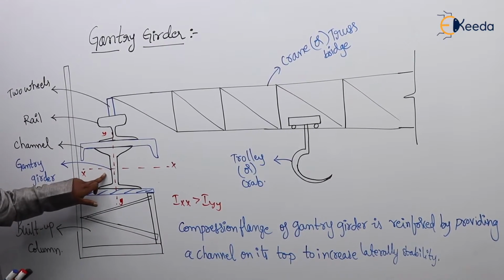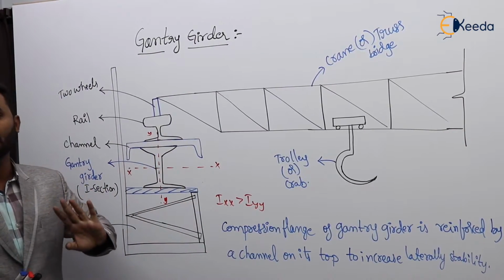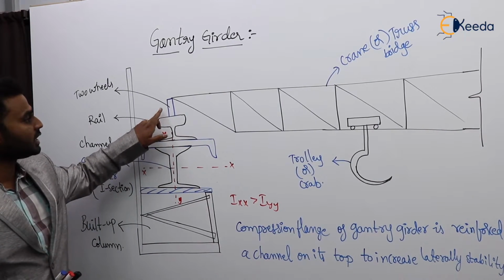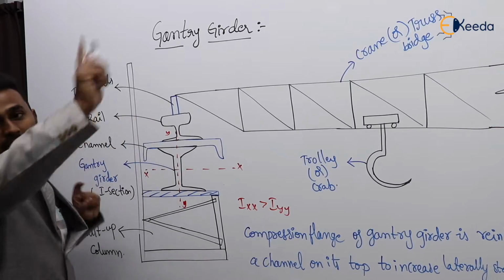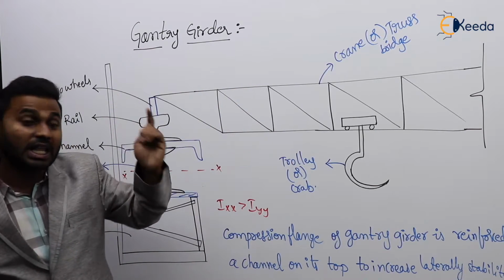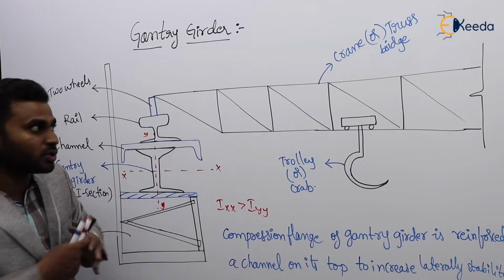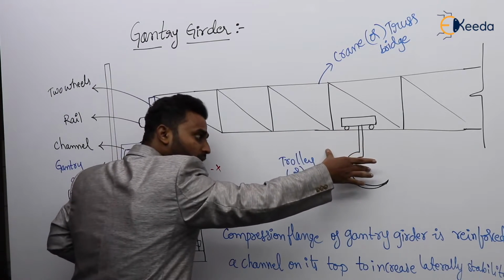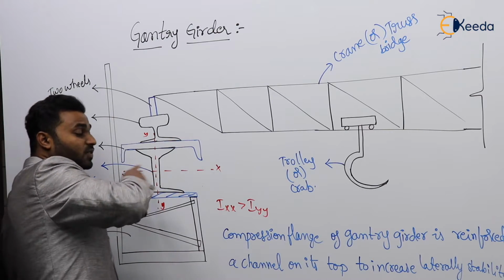Clear? So after placing this I section, we are going to place a channel on the top flange or compression flange to increase the lateral stability or to reinforce it. After that, on this I section we are going to place a rail, on which there exist two wheels. It means total how many wheels will be there? Total 4 wheels. So 2 here and 2 here. On those wheels, this truss bridge or crane bridge will move in the length, or you can say the longitudinal direction of the gantry girder, which is perpendicular to the board. So it means the truss will move in this direction. Now this crane bridge will carry the trolley or crab, which will take the loads. It will move in the transverse direction of the gantry girder.